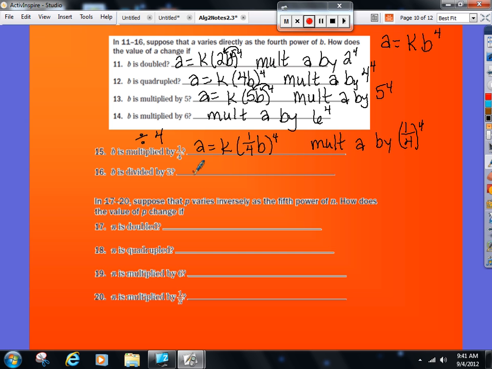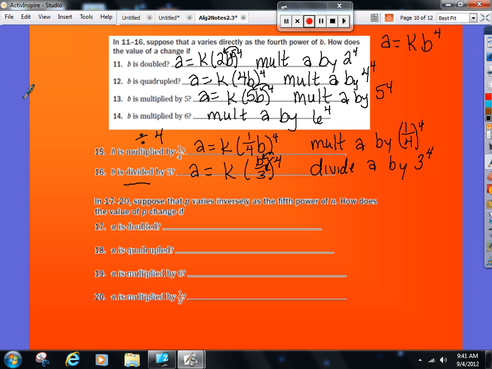B is divided by 3. If I have a equals k times, that would be like b divided by 3 to the fourth. If b is getting smaller, this is direct variation. A has to get smaller. So I'm going to divide, just like I was dividing here, because I had to match up with direct. Divide a by what? 3 to the fourth.